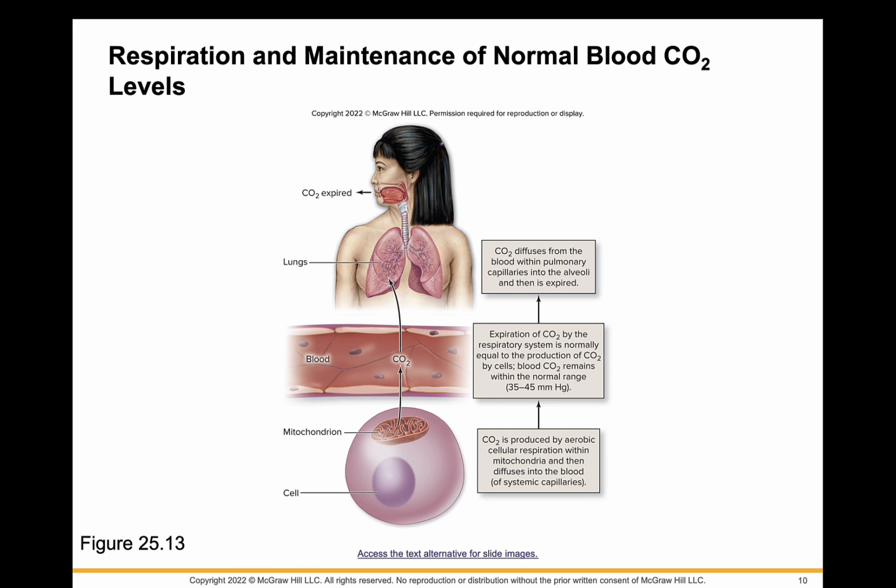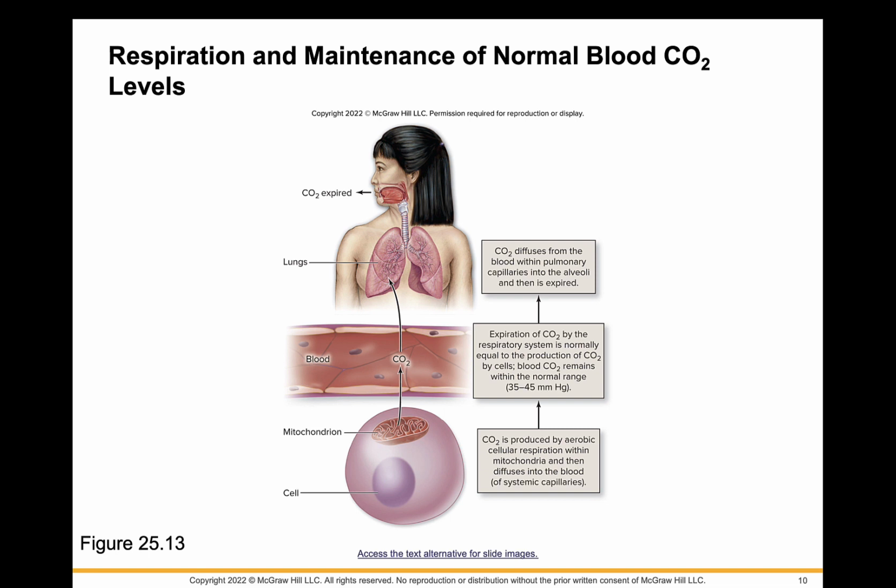Now, let's take a look at how ventilation has an impact on blood levels for CO2. CO2 will diffuse from the blood within the pulmonary capillaries into the alveoli and then be expired. The expiration of CO2 by the respiratory system is normally equal to the production of CO2 by our cells, and blood CO2 remains within normal ranges.